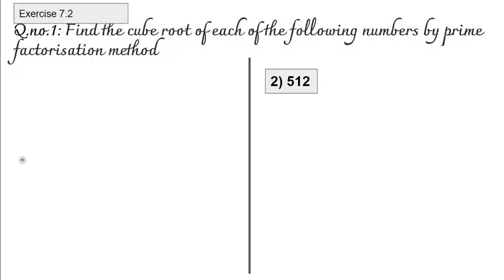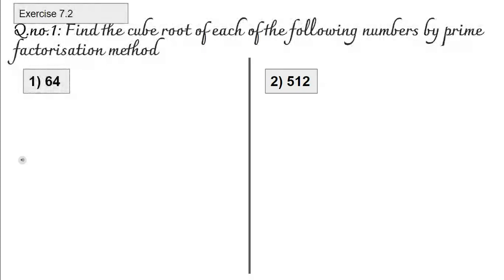Here also we are doing the same way as we have done in finding square root by prime factorization method, right? There we have taken the pair of numbers, but here we are taking the group of 3. Isn't it? Then after that taking the product of the number factors. So let me start. The first number is 64. First take the prime factor of 64.